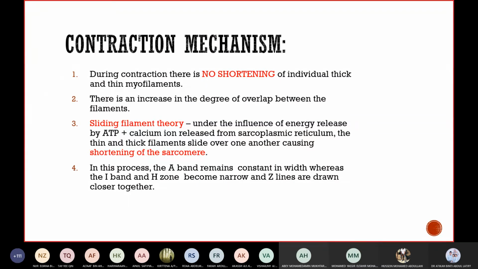or myosin. However, there is an increase in the degree of overlap between the filaments, and this is called the sliding filament theory. So instead of the actual shortening of the filaments, they slide over each other, causing the Z bands or Z lines to come closer together.